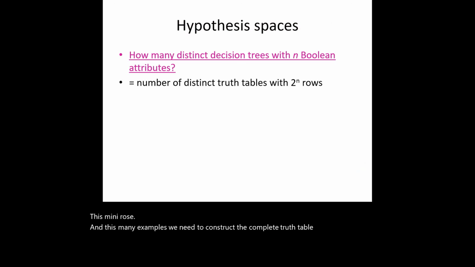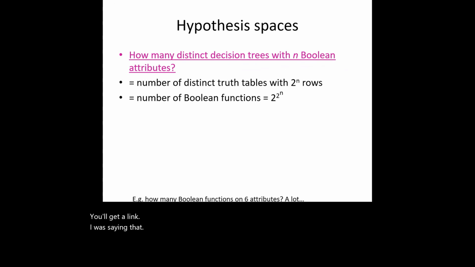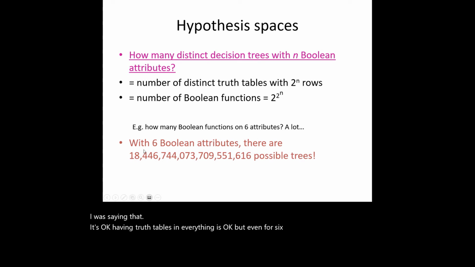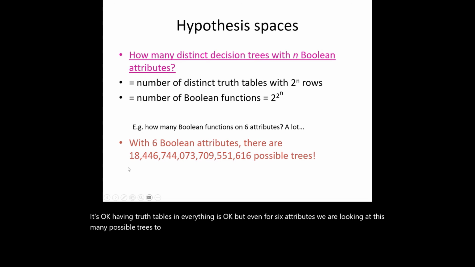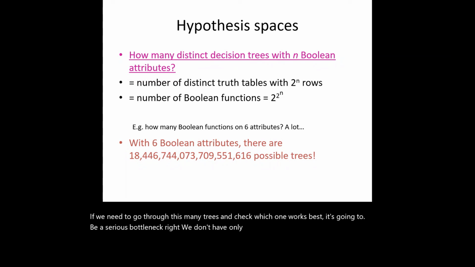And that, number one, we don't have that much data, never have that much data. We have only example or sample data. It's okay, having truth tables and everything is okay. But even for 6 attributes, we are looking at this many possible trees to solve an arbitrary problem. If we need to go through this many trees and check which one works best, it's going to be a serious bottleneck, right? We don't have only 6 attributes sometimes. Mostly we are working with hundreds of thousands of attributes.